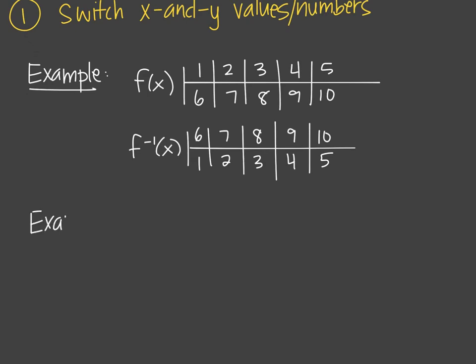Another example might be the dots on a graph that you switch. So if we switch, is the y still on the bottom? No. The x is still on the top and the y is on the bottom, but the new x's are the old y's. The new y's are the old x's. Yeah, they switch.